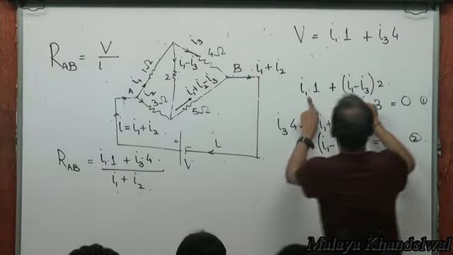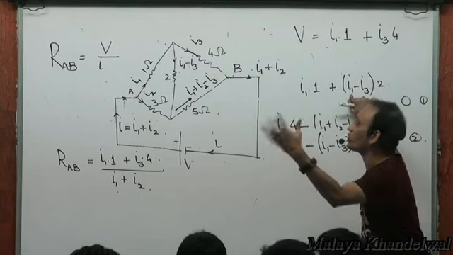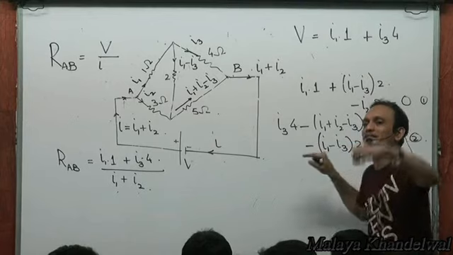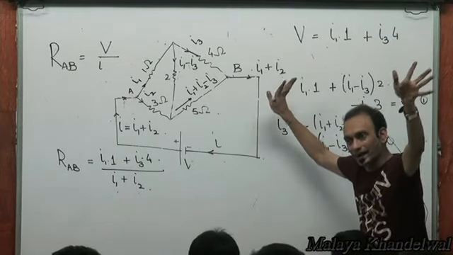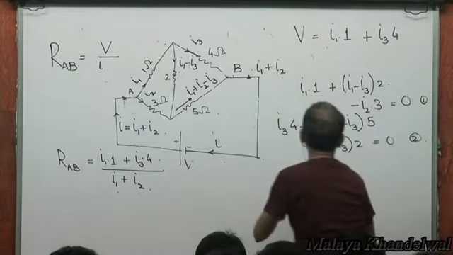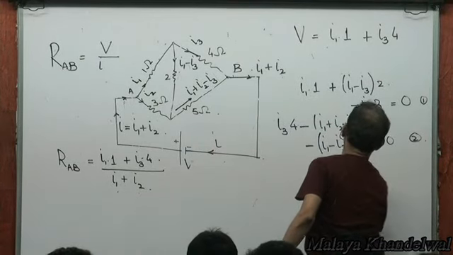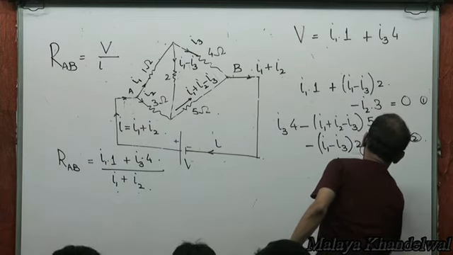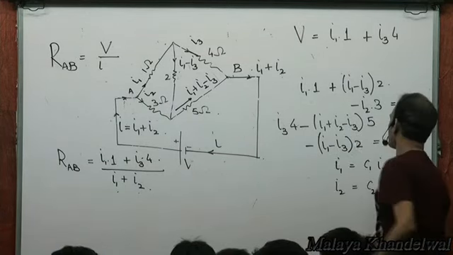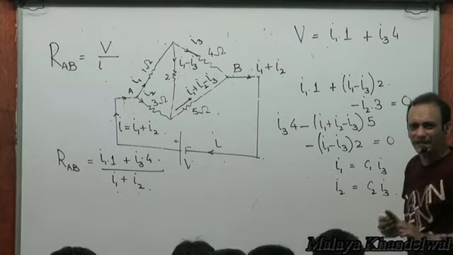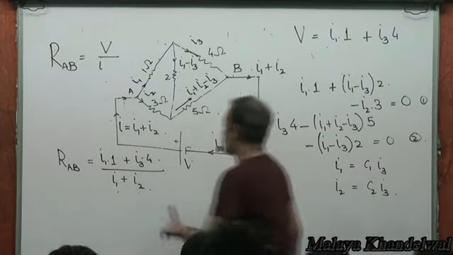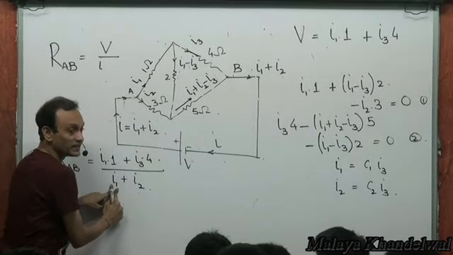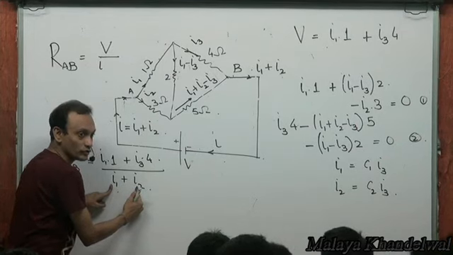See, I1 turns out to be some constant times I3 when I solve from this. And I2 turns out to be some constant times I3, right? When I solve using these two equations, I1 turns out to be C1 times I3, and I2 turns out to be C2 times I3. I'm not spending time on solving these equations.